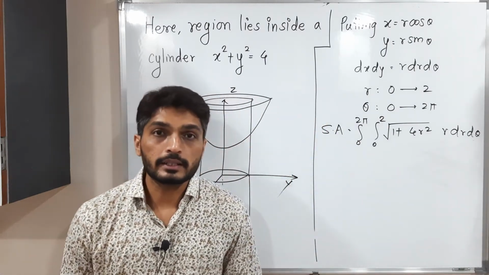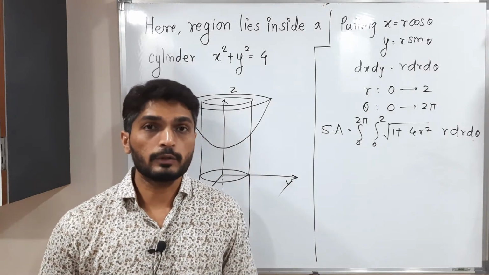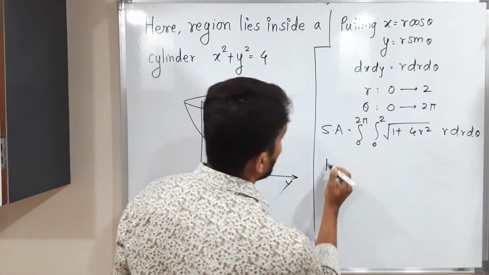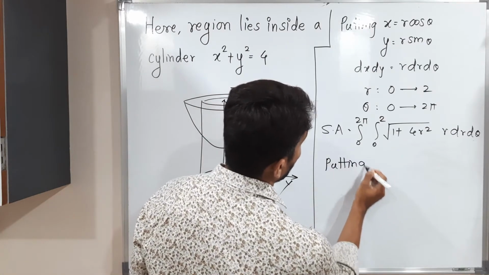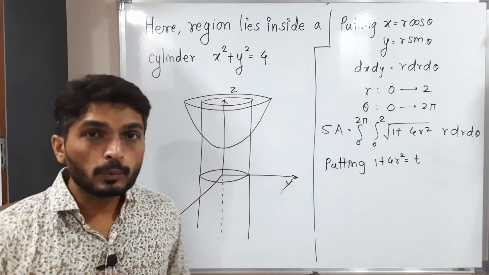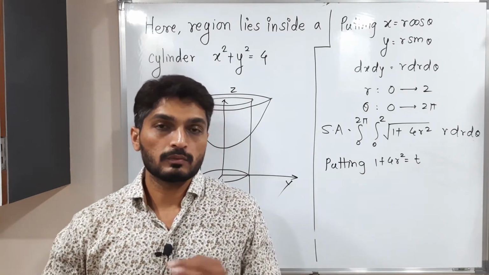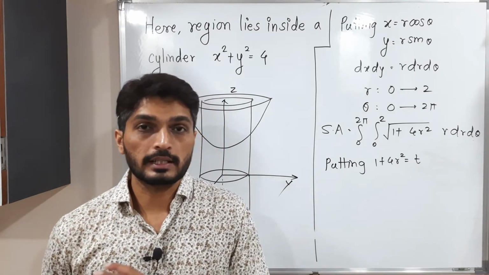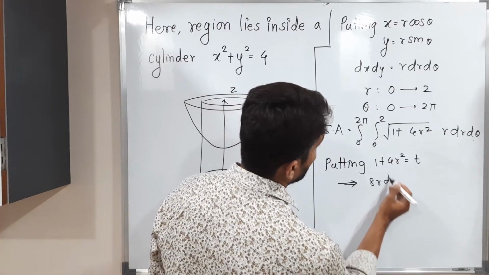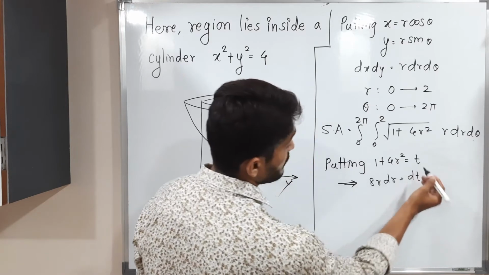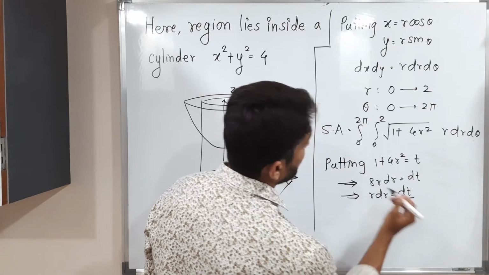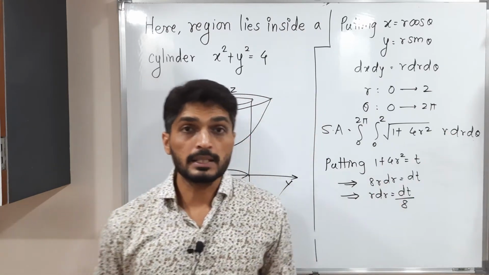How to solve that integration? We cannot solve it directly. I'm going to use one substitution so we can easily solve this problem. I'm going to put 1 + 4r² = t. When we put a substitution, our first task is to find the derivative and the second task is to change the limits. Its derivative is 8r dr = dt. So r dr = dt/8, which means r dr can be easily replaced by dt/8.